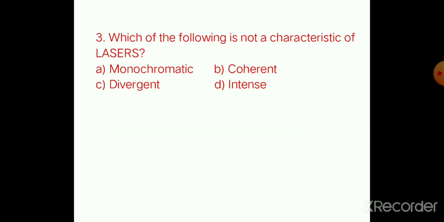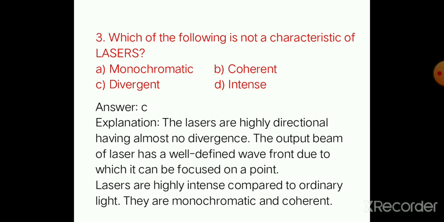3. Which of the following is not a characteristic of laser? A. Monochromatic, B. Coherent, C. Divergent, D. Intense. Answer is C. Lasers are highly directional, having almost no divergence. The output beam of a laser has a well-defined wavefront due to which it can be focused on a point. Lasers are highly intense compared to ordinary light, and they are monochromatic and coherent. Thank you.